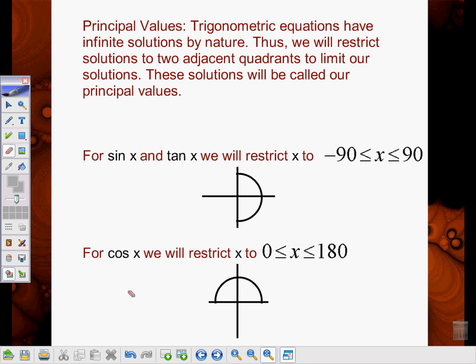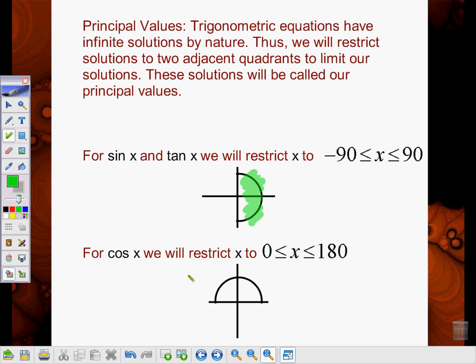values that we will restrict our angles to when solving because of the fact that by nature, trigonometric functions are cyclic, and thus we have an infinite number of angle solutions we could possibly have. So for sine and tangent functions, we are going to restrict our solution angles to the first and fourth quadrants, so thus between -90 and 90 degrees.